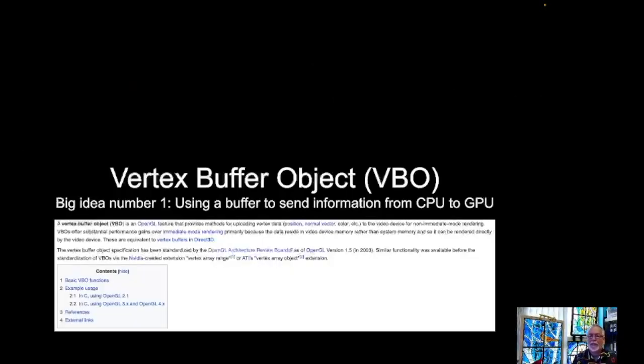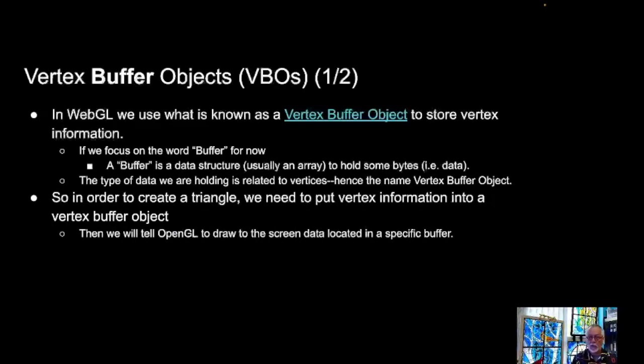So we put that into a vertex buffer object. It's an OpenGL feature that provides methods for uploading vertex data: position, normal, color, etc. We transfer that data over to the GPU, and then we say, okay, go ahead and use it. So first thing we're going to do is show you how to do that.